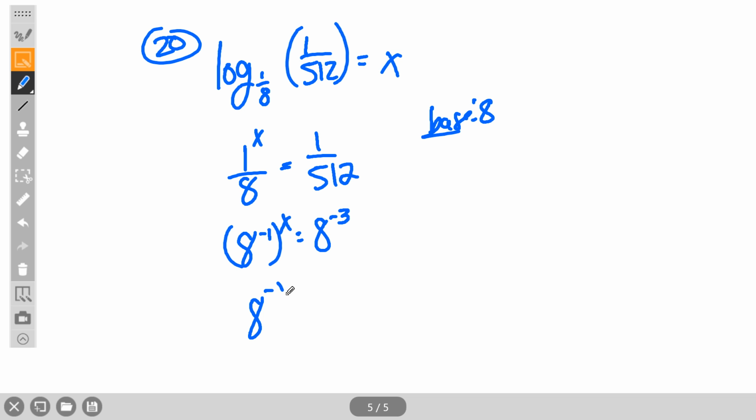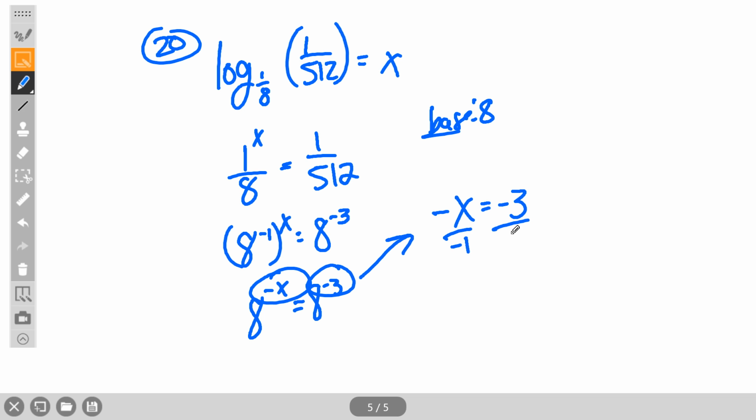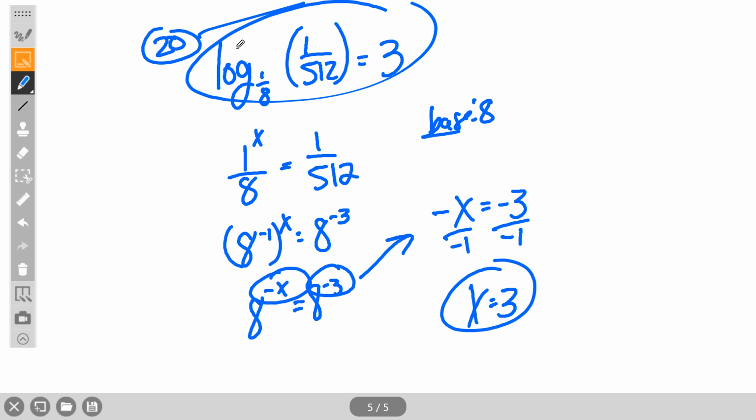All right, so multiply, 8 to the negative x equals 8 to the negative 3. Set these exponents equal to each other. Negative x equals negative 3. And then divide by negative 1 to solve for x, so x is equal to 3. So the value of this, log base 1 over 8 of 1 over 512, is equal to 3.